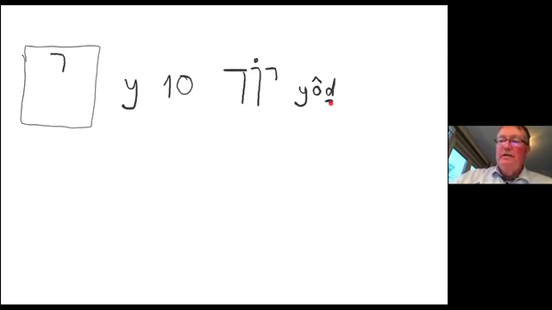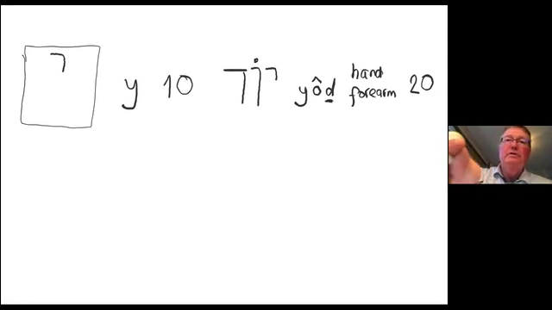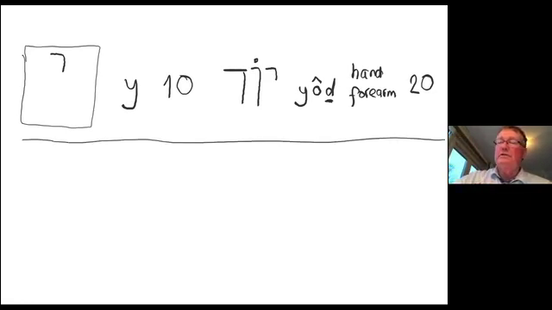The meaning is hand or forearm. And the gematria for the name of the letter is 10 plus 6 plus 4 is 20. The next one.